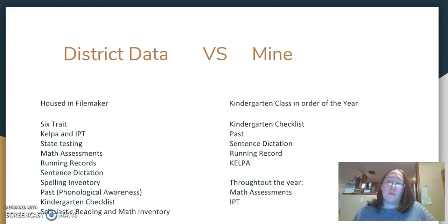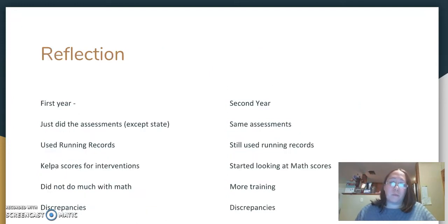In my kindergarten classroom, it goes in order of the year. We start out with the kindergarten checklist, then we go to the past, sentence dictation, and running records due before Christmas. This March we'll be doing KELPA. Throughout the year we have our math assessments, which is Engage New York, and then the IPT.